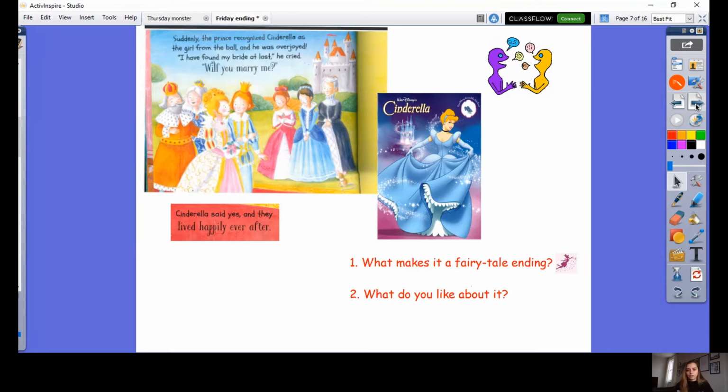So you must know the story Cinderella, because it's a very classic fairy tale. So let's think, what makes it a fairy tale? Let's have some thinking time. What makes it a fairy tale ending? Can you tell me in 3, 2, 1?